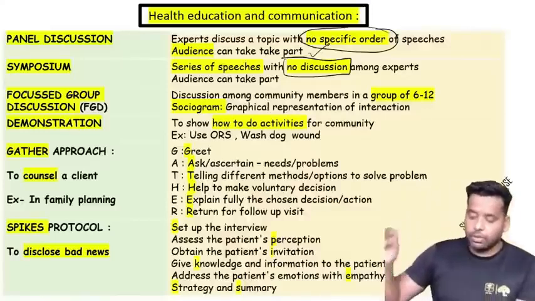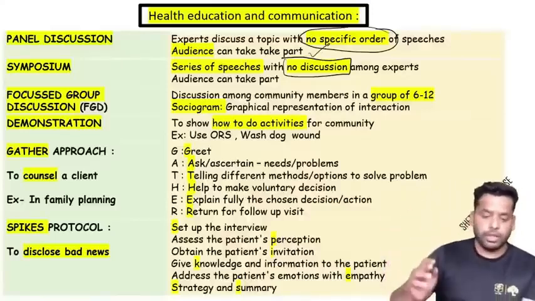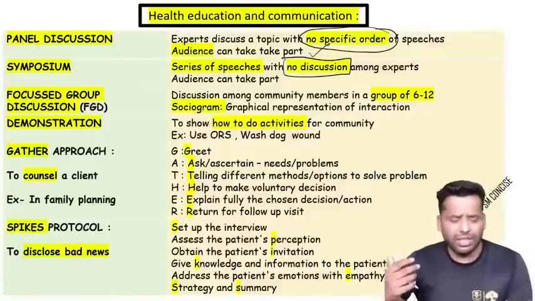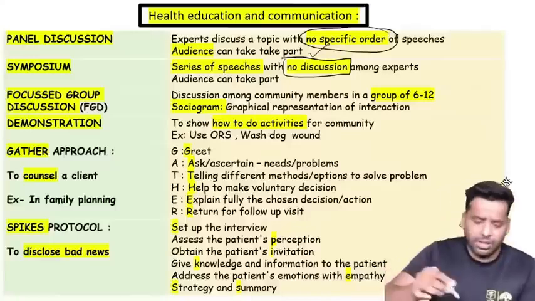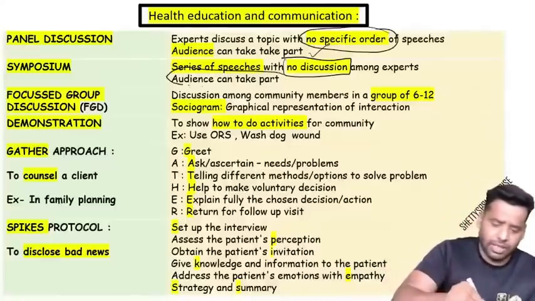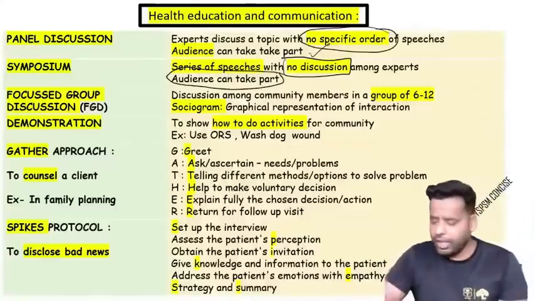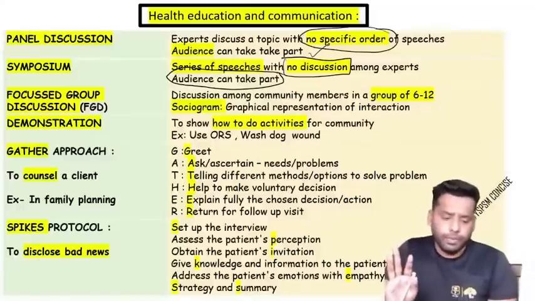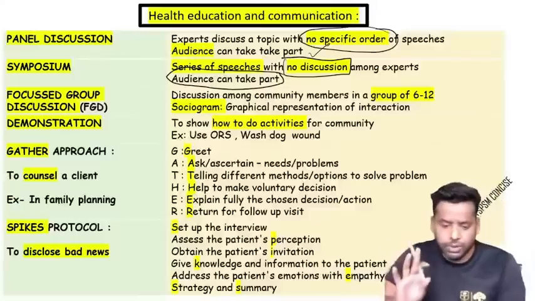Continuous speech. One, next speaker, next speaker, next speaker. Totally like a series of speeches. Audience, they can take part. Audience, if they are alive, means everything is fine. Radial pulse, carotid pulse, सब कुछ सही है. Audience can take part. Make this question very important.